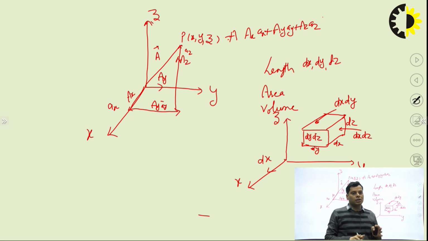So it will be the xy plane of that room, and the direction is along the z direction. So the area will be dx into dz.